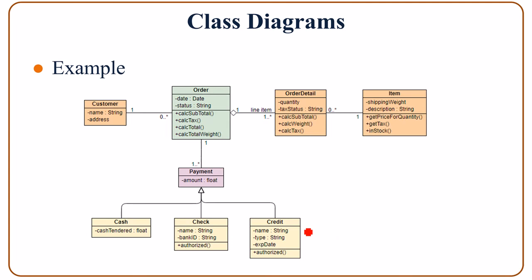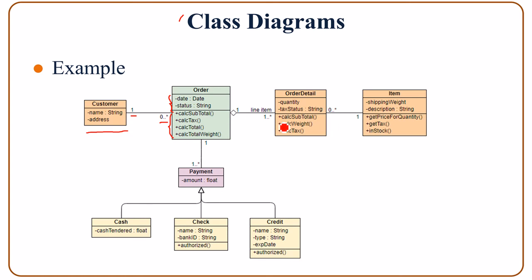The class customer may have two attributes, name and address. Each customer may buy 0 or more orders. In the order class, we have attributes such as date and status. They are all private. And we have methods, four methods, and they're all public.